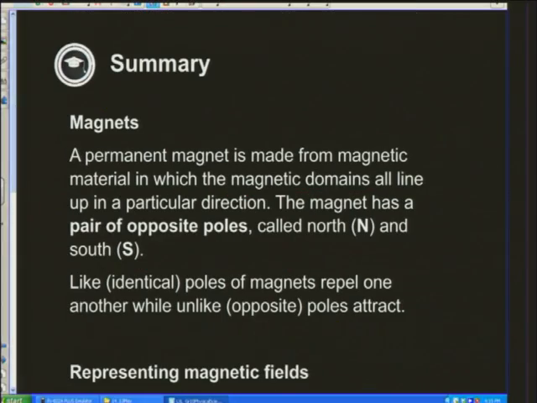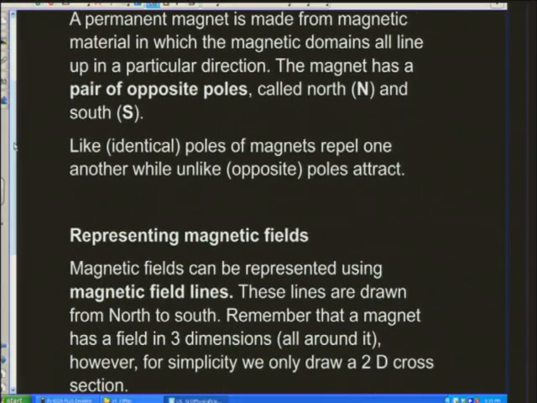Now, I think that I've got just two more things to say, and that is that a permanent magnet is made of magnetic material where the domains are all lined up. And we have one end that is called north and the other end that is called south. And the important rule about how magnets interact is that like or identical poles repel each other, while unlike or opposite poles attract each other.